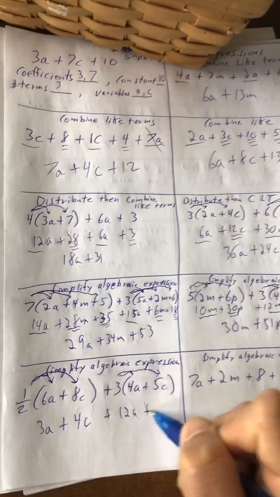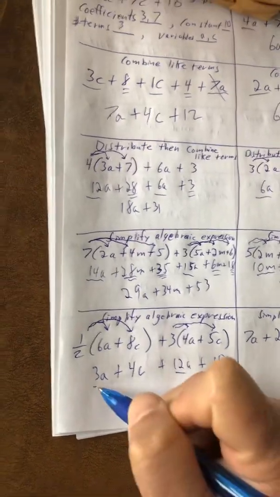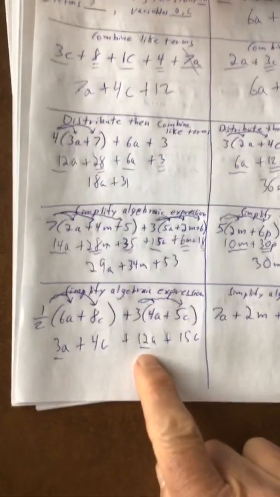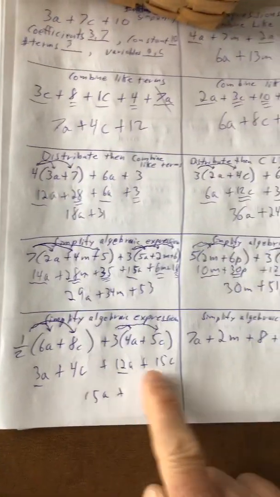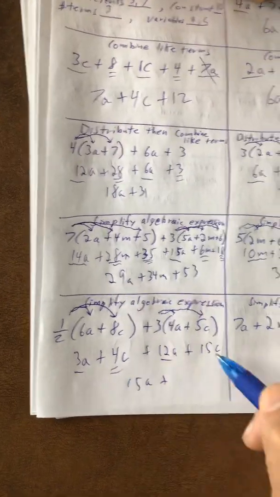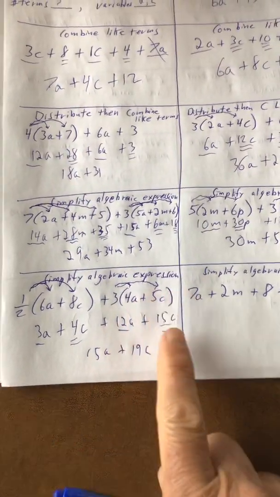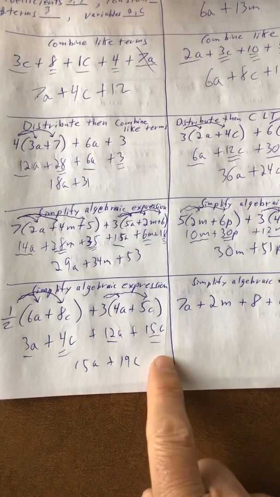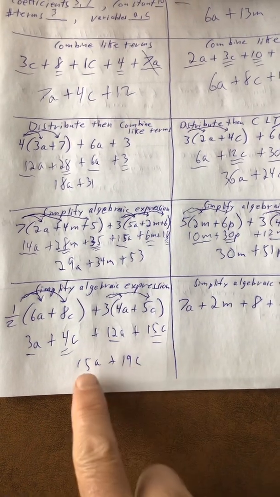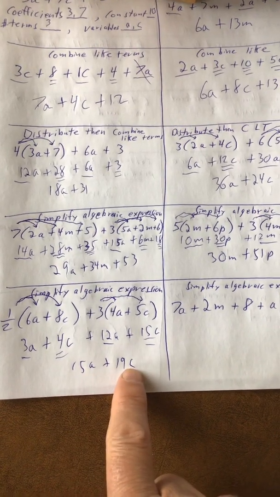Now I'm going to multiply each of these by 3. And that's 12a plus 15c. And now I'm going to combine like terms. 3a plus 12a. That's 15a. And then 4c plus, oops, 2 tick marks. 4c plus 15c is 19c. And so my simplified algebraic expression is 15a plus 19c. No constant, 2 terms. My variables are a and c. My coefficients are 15 and 19.